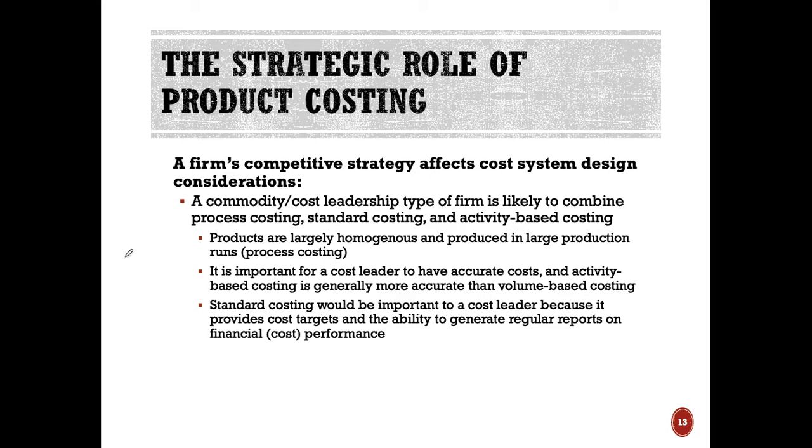Okay, what is the strategic role of product costing? A firm's competitive strategy affects cost system design considerations. A commodity or cost leadership type of firm is likely to combine process costing, standard costing, and activity-based costing. Products are largely homogeneous and produced in large production runs, or process costing.